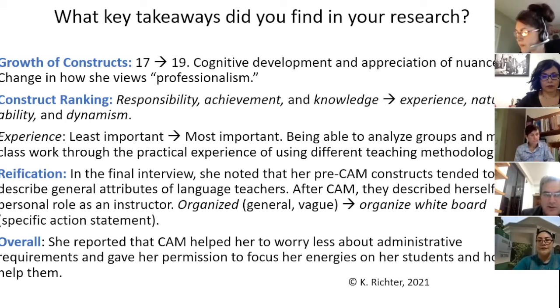Finally, overall, she reported that the CAM process helped her to worry less about administrative requirements and gave her permission to focus her energies on her students and how to help them. Obviously, I could go on and on about this interview, but the bottom line is that after this CAM process, she herself saw a lot of change. And I think the Repgrid interview helped clarify those changes for her and obviously for us.